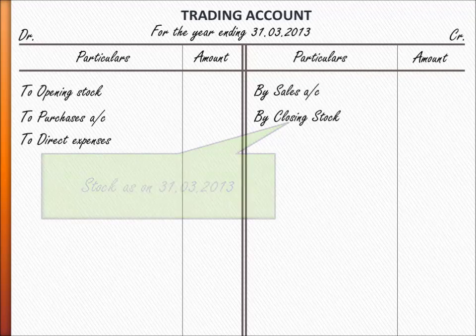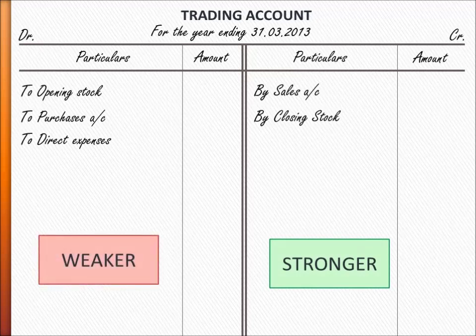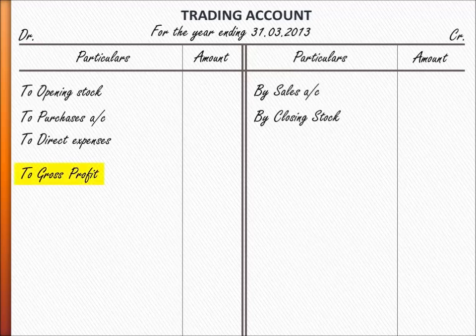Normally you will find that the credit side of the trading account will be stronger than the debit side. It's not a rule, but generally you will find it. The balancing figure supplied on the debit side will be called gross profit. It's just like a ledger: you have to supply one particular amount to the weaker side and make the totals equal, just like you did in ledger posting. That will be our gross profit.